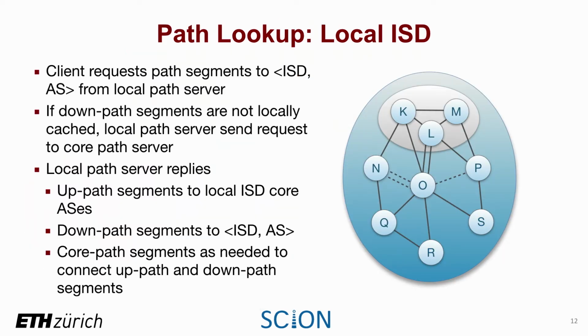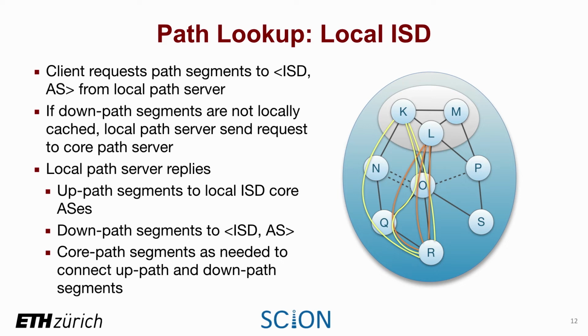So let's take a look at path lookup in a bit more detail. A client requests a path segment to a given isolation domain and autonomous system from the local path server. And so if the down path segments are not locally cached, the local path server then sends a request to a core path server. And finally, given the answer, the local path server replies with up path segments to the local ISD core. And we can see these up path segments here, these yellow and orange segments.